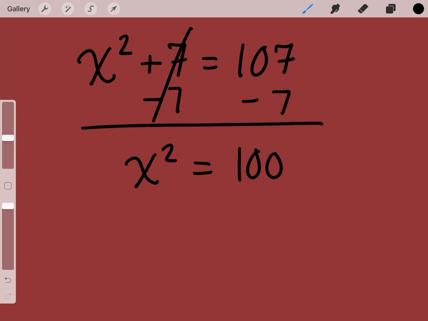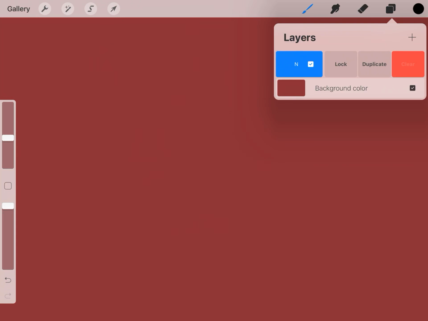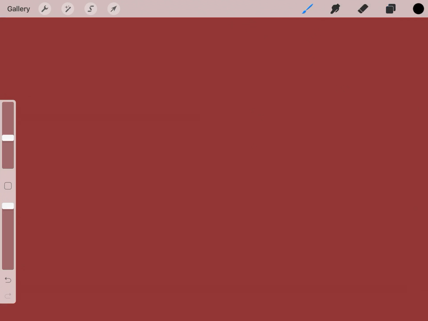Well, to find x, we have to take the square root of this side to get rid of the squaring. And whatever you do to one side, you have to do to the other. So we take the square root of 100, which is 10. All right? Now, let's see you give it a try.